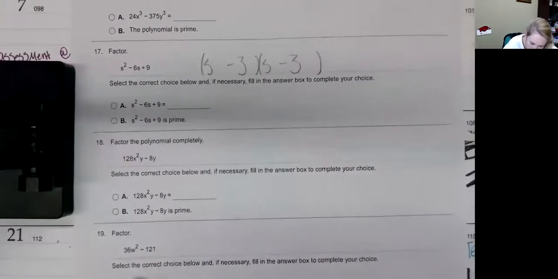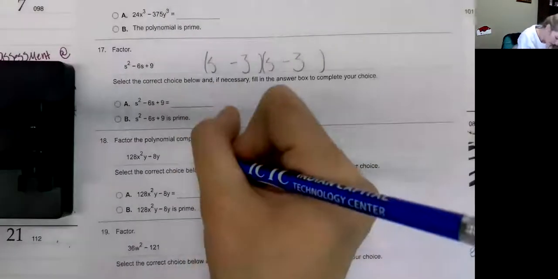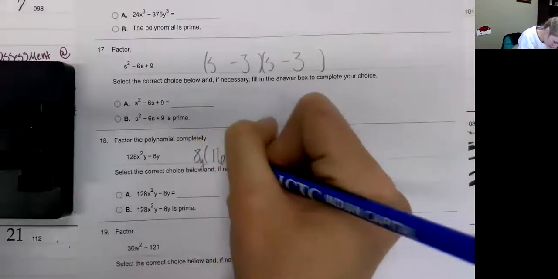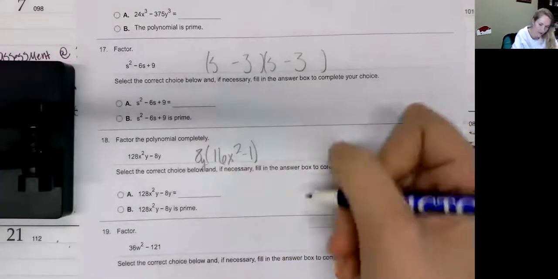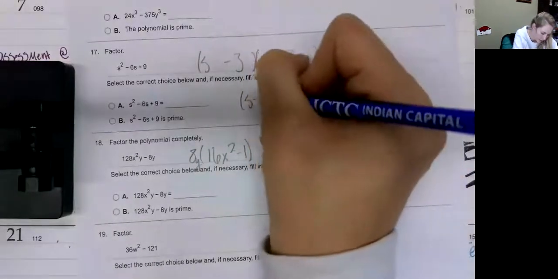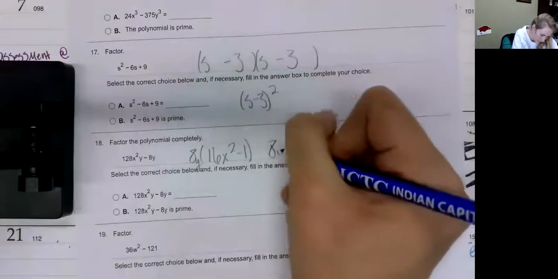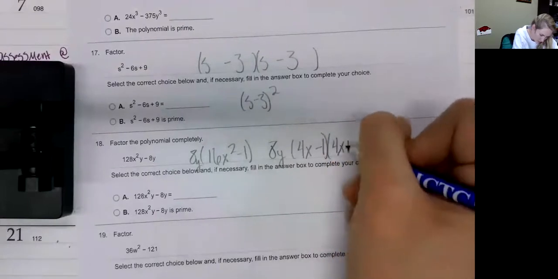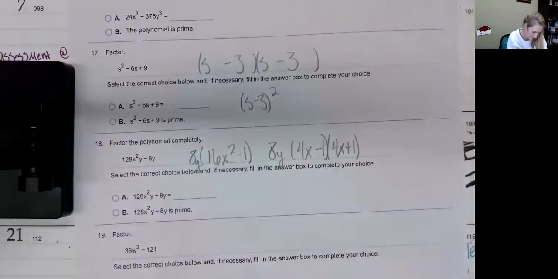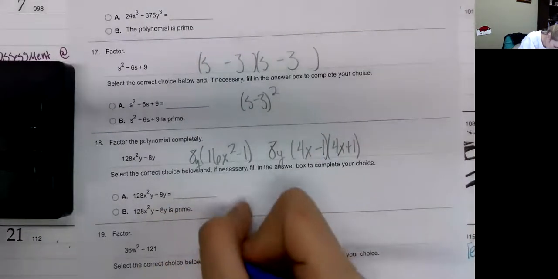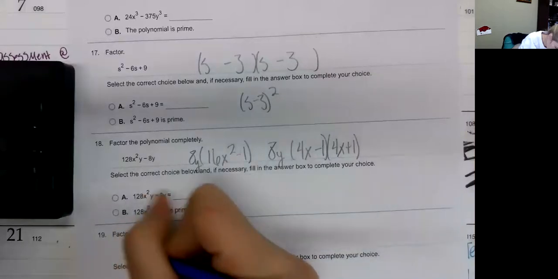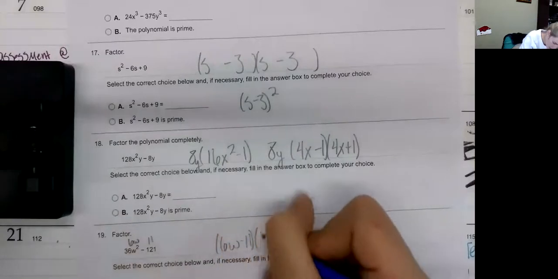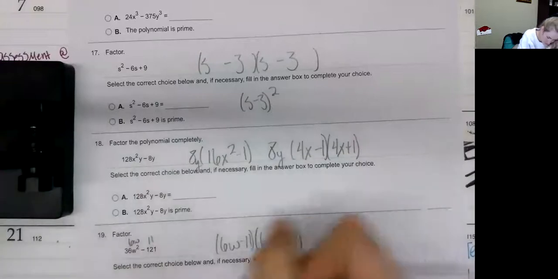Does 8 go into 128? It does. So we're going to factor an 8y out. That would leave us with 16x squared subtract 1. That's the difference of 2 squares here. So I'd have 8y times 4x subtract 1 times 4x plus 1. Square root of 36 would be 6, and square root of 121 would be 11. And we change the sign because it's the difference of 2 squares.